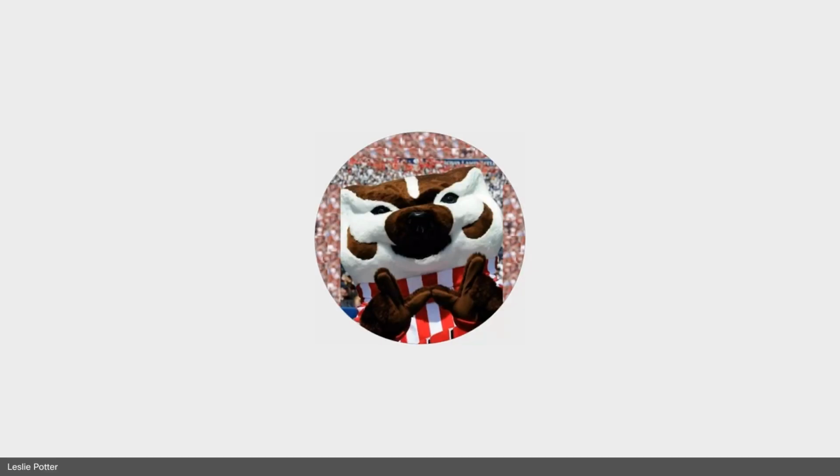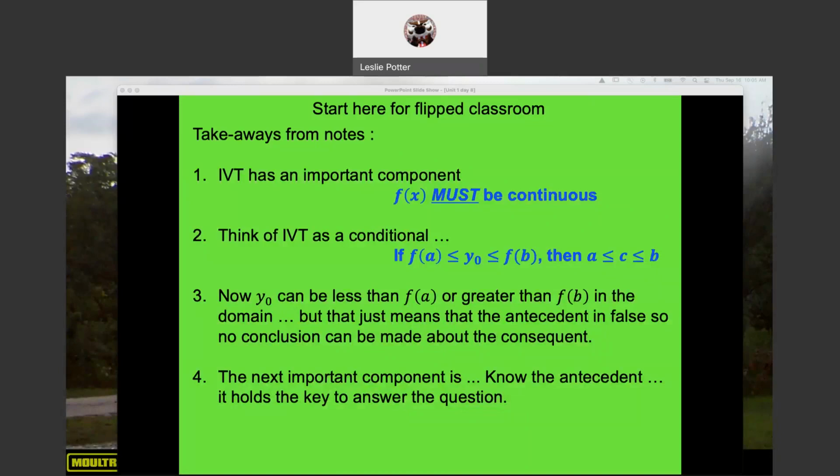So the notes for today are having to do with something called the intermediate value theorem. We've got three big theorems that we keep coming back to all year long. This is one of them, okay?